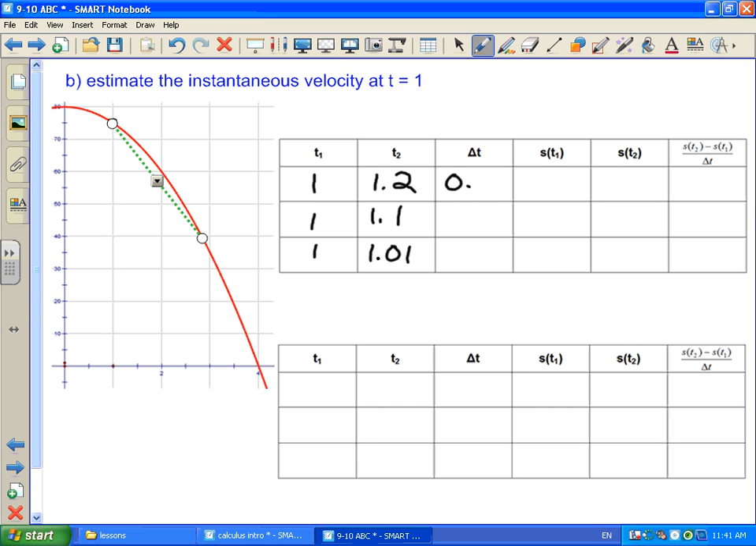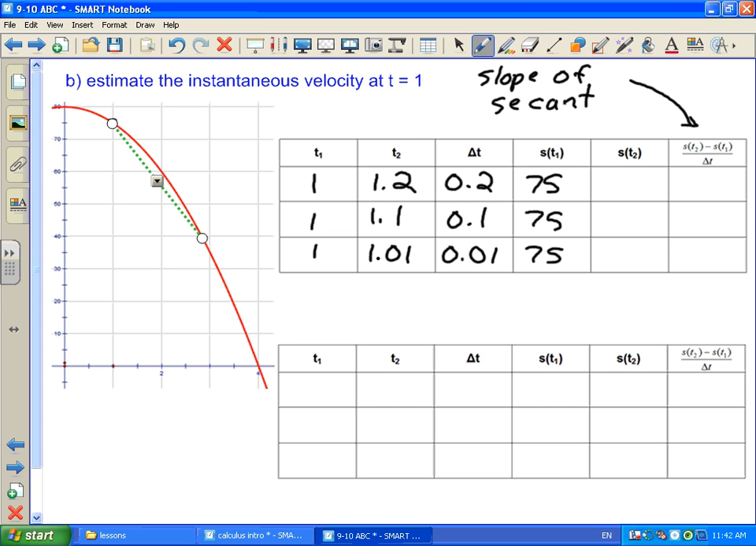So it starts at 0.2, then it goes to 0.1, then we make it small, 0.01, and so on and so on. And in this last column, this is where we're calculating the slope of the secant, just like we did on the previous page. We're evaluating the function at t1 and t2, and then dividing by that time interval. So we can go through the details of this calculation here. S at t1, or the position at time 1, is going to stay the same, so it's going to be 75 every time.